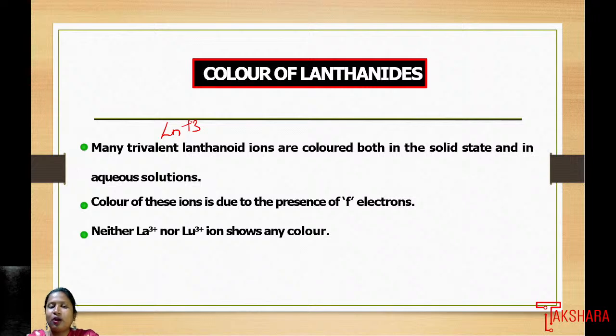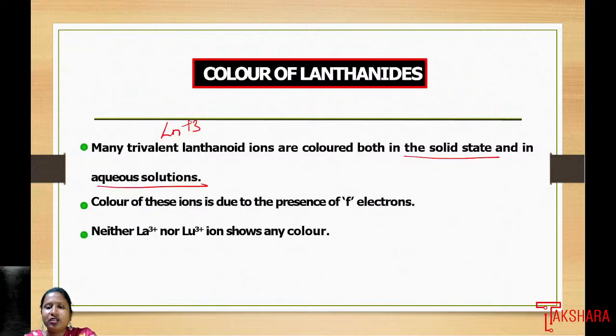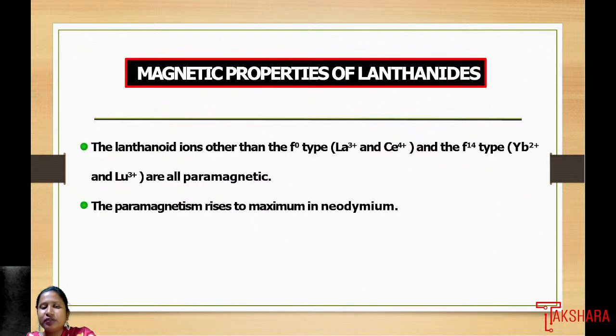So lanthanides with the +3 oxidation state are colored both in the solid state and in the aqueous solution state. The elements which are in a +3 oxidation state are colored in nature, both in solid state as well as in aqueous solution.